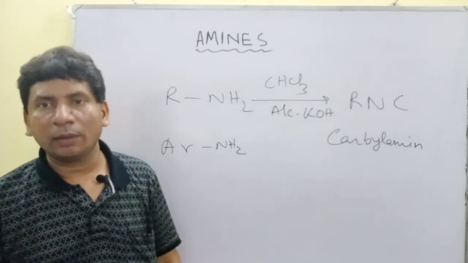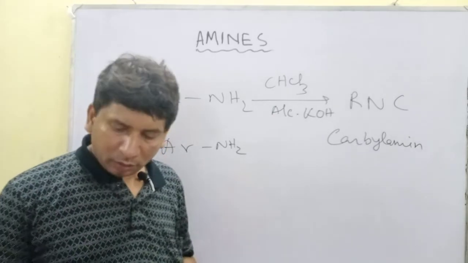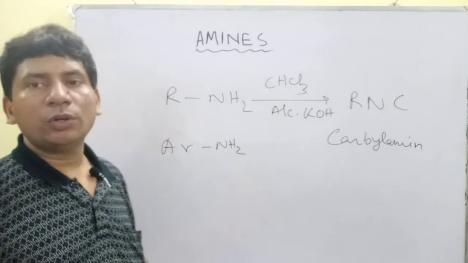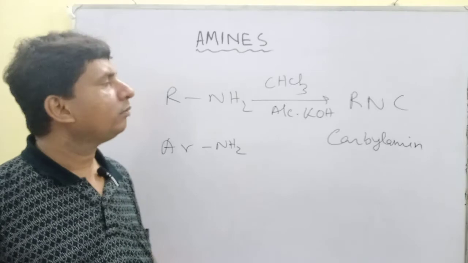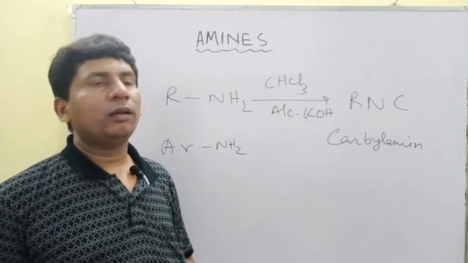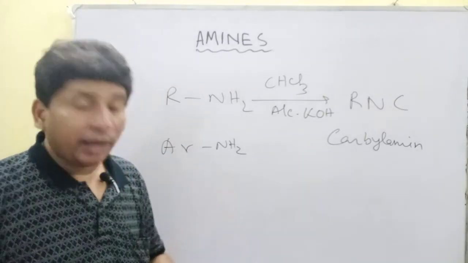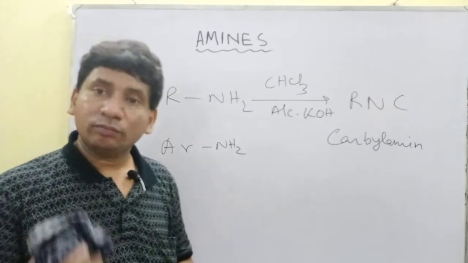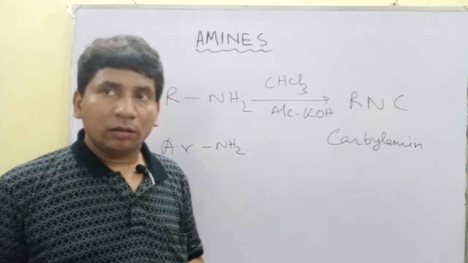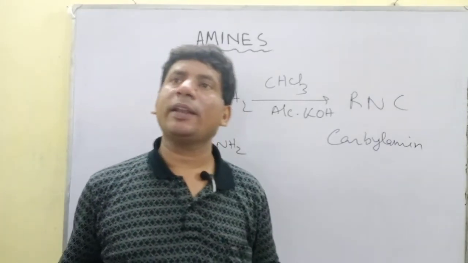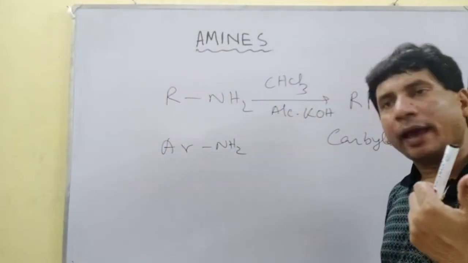For this reason, this is a very important reaction to detect the carbylamine, because we will get the foul smell from this compound immediately. And there is another reaction to detect primary amine, which is known as the azo dye test. Only primary aromatic amines will give the color with the azo dye test. So aliphatic amine does not perform the azo dye test. Clear?